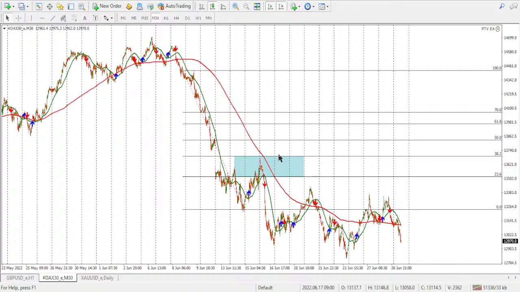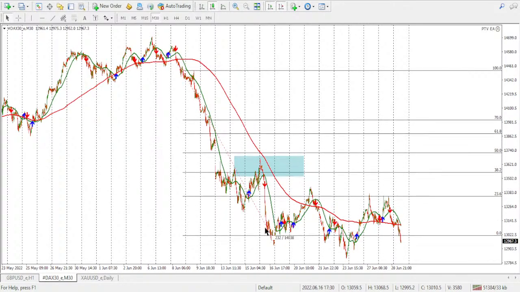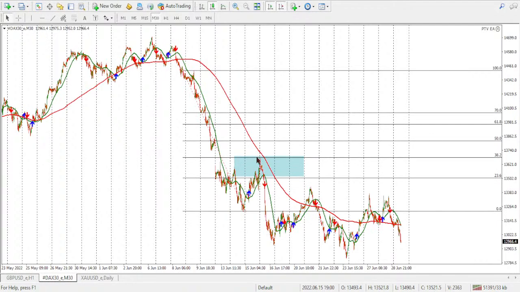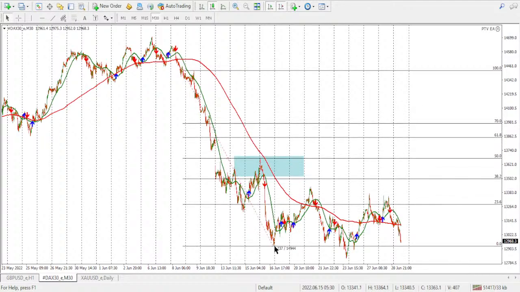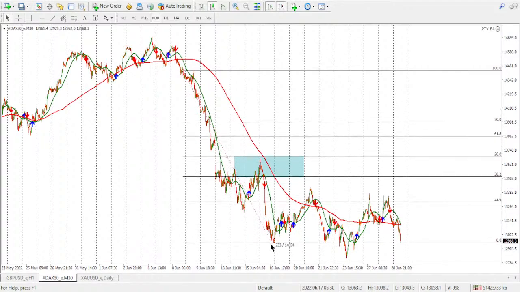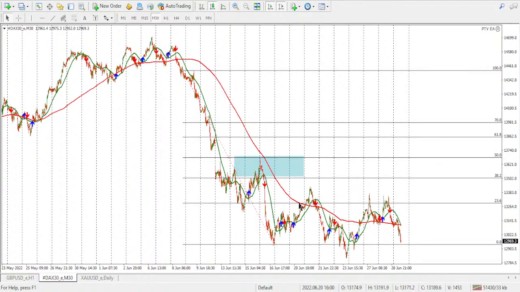So in that case, we cannot do anything. We cannot just pick the position if that happens. So we have that. Then here also we could have taken a sell at around the 38.2% fib level or the 23.6% fib level. Here we could have taken a sell at this point. This is where we could have taken a sell from. Then after that, there is no other sell position.